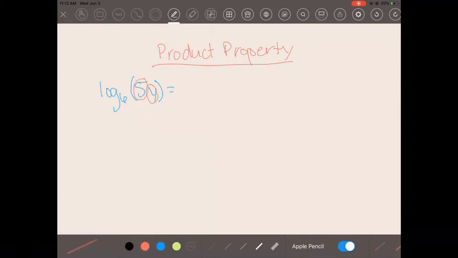Let's do a practice problem using the product property. In this logarithm, we see log base 6 of 5y. Using the product property, we can break this problem down to log base 6 of 5 plus log base 6 of y.